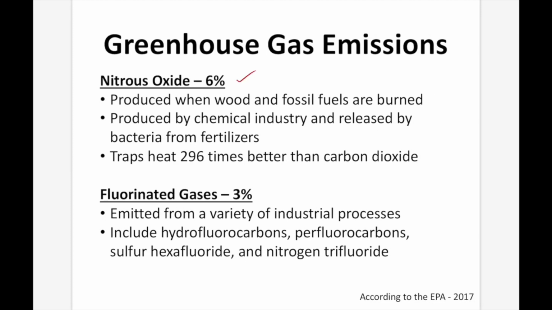Nitrous oxide is produced when wood and fossil fuels are burned. It's produced by the chemical industry and released by bacteria from fertilizers, and it traps heat 296 times better than carbon dioxide. So even though there's less nitrous oxide, it makes a significant contribution to the greenhouse effect, much more than we give it credit for. And then we also have fluorinated gases, which make up about 3% of the remaining amount. They're emitted from a variety of industrial processes, and they include things like hydrofluorocarbons, perfluorocarbons, sulfur hexafluoride, and nitrogen trifluoride.